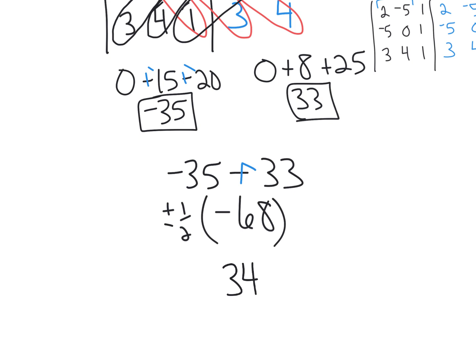I mean, essentially we would be using the negative 1/2 times negative 68. But basically at that point we can just drop all the signs. If it's negative on the inside, we'll just not worry about that. And this gives us our answer of 34.